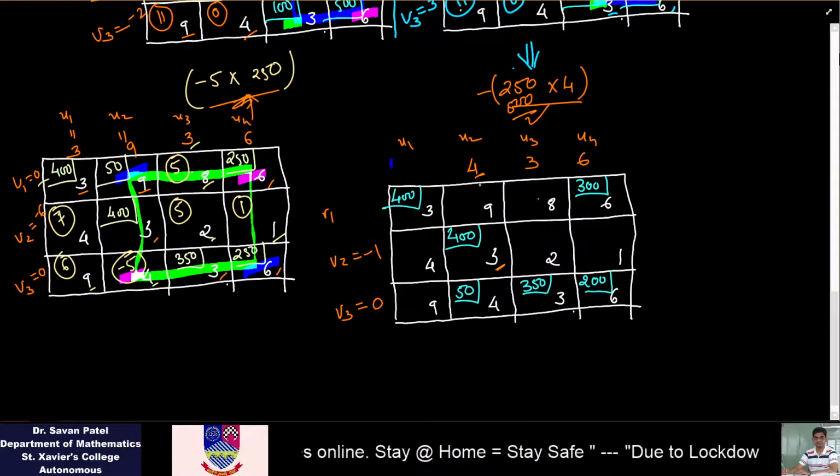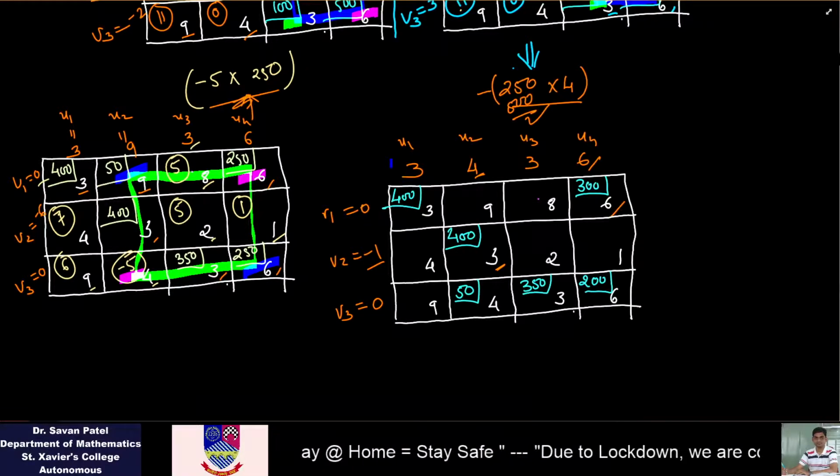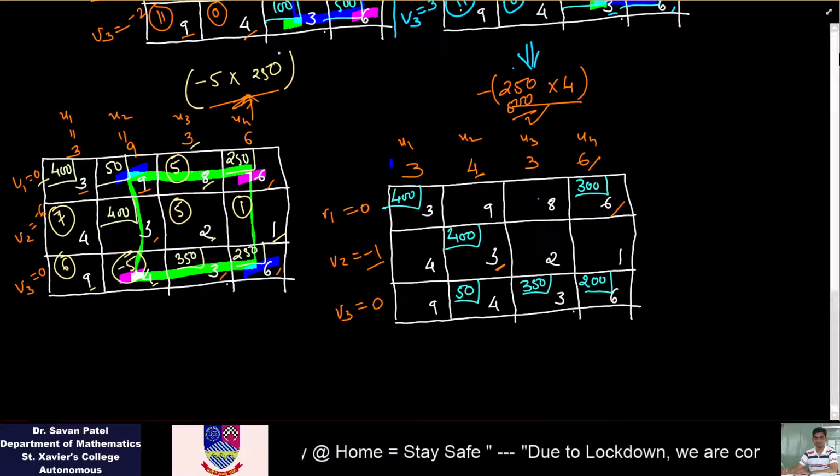Now since here it is minus 1, and here it is 6, here also it is 6, so this quantity must be 0. And since this is 0, here this quantity must be 3. Now we think about the additional transportation cost.